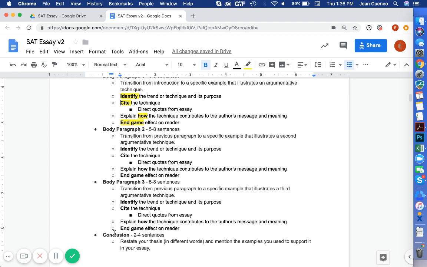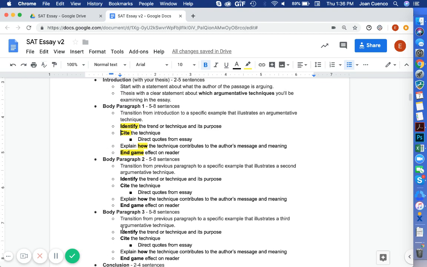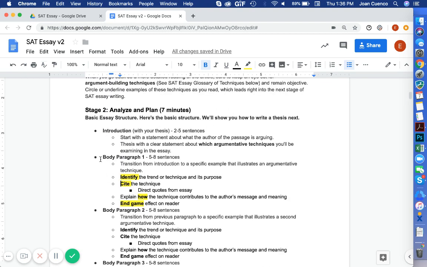And then finally, we have the conclusion, which is very brief, 2, maybe 3 sentences. Restate your thesis, and then mention some examples you use to support this in your essay. So now let's go back and discuss the thesis. I first discussed how to write a body paragraph, because once you understand what you're going to write in the body paragraphs, then you will have a clear idea of what you need to put in your thesis. So now let's talk about how to write a thesis.